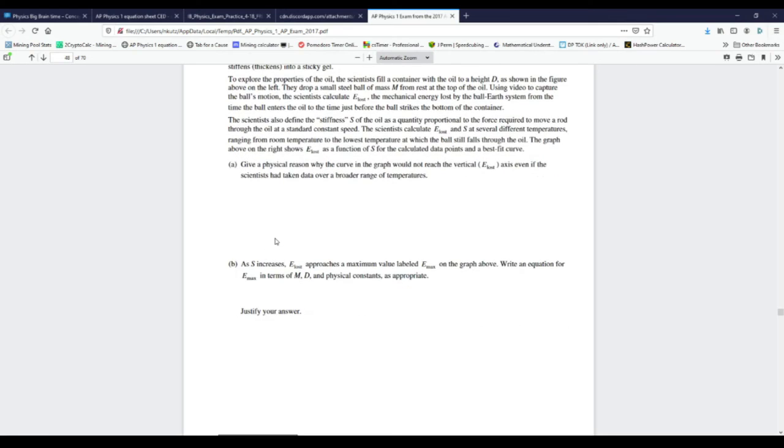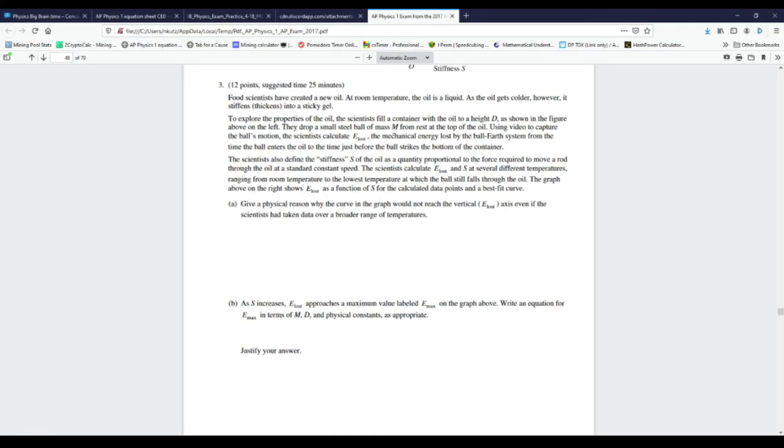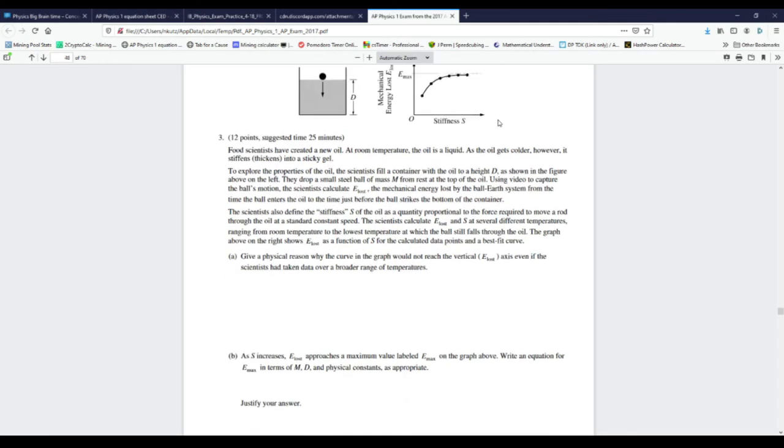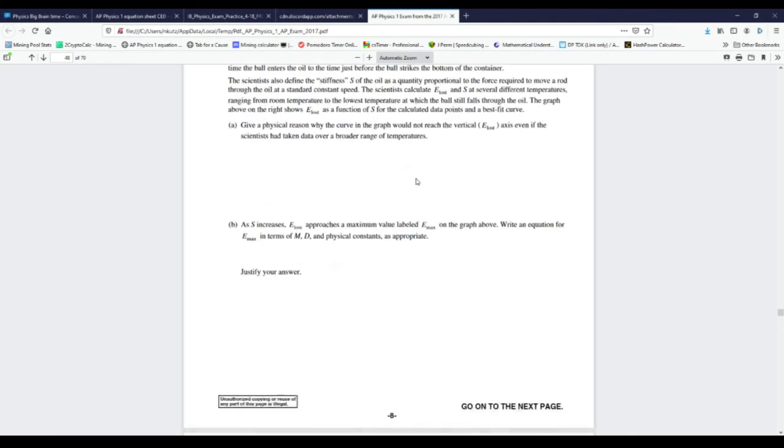All right. Part B. As S increases, S is stiffness, E loss approaches a maximum level of Emax in the graph. Write an equation for Emax in terms of M, D and physical constants. What's M? Mass of the ball. D is the distance. This is just total mechanical energy, so it would be just mgd, potential energy. That's easy, light work.